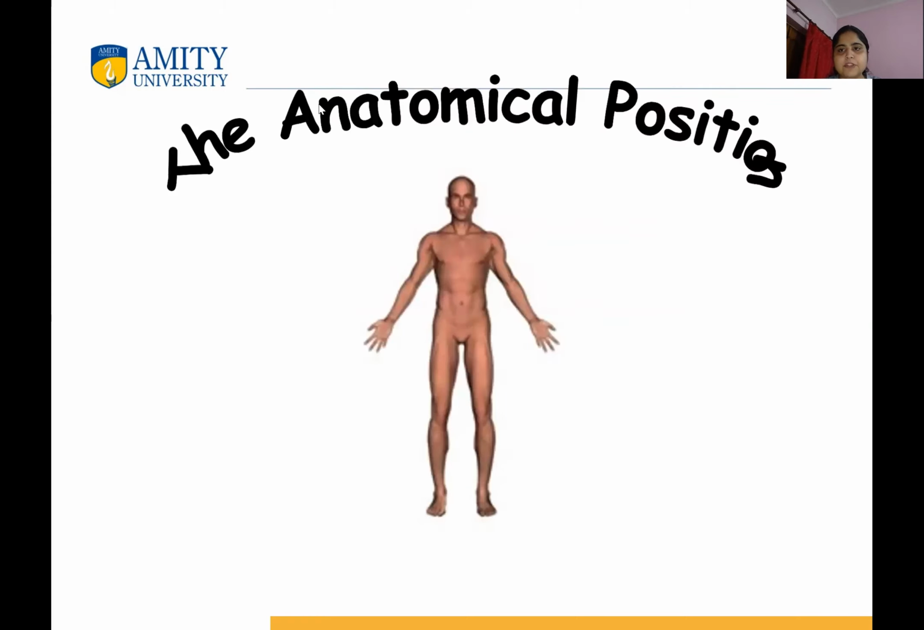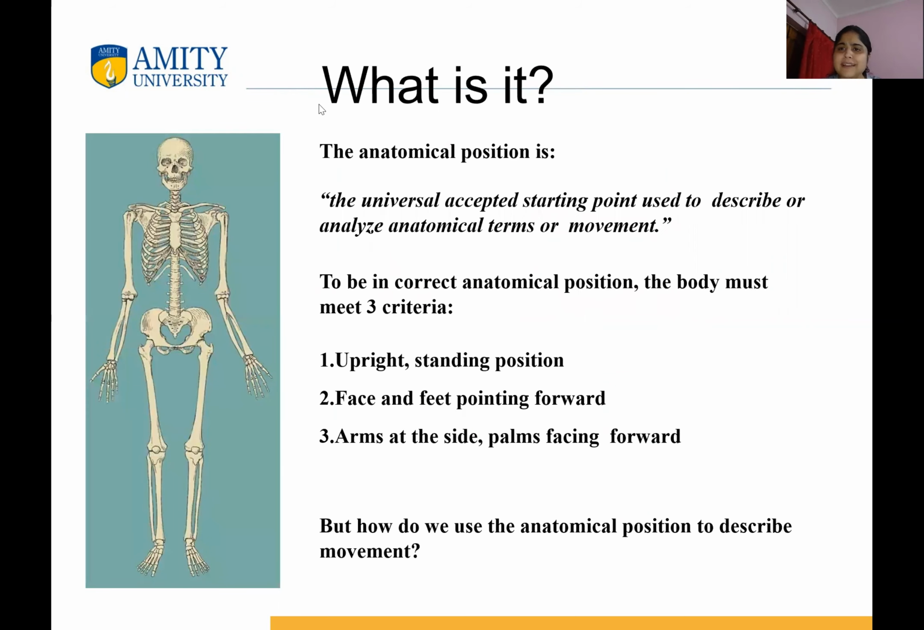The anatomical position. What is anatomical position? It is that universally accepted starting point used to describe or analyze anatomical terms of movement. To be correct, anatomical position, the body must meet three criteria as it is depicted in the skeleton in the picture. First, upright and standing position, face and feet pointing forward, arms at the side, palms facing forward.